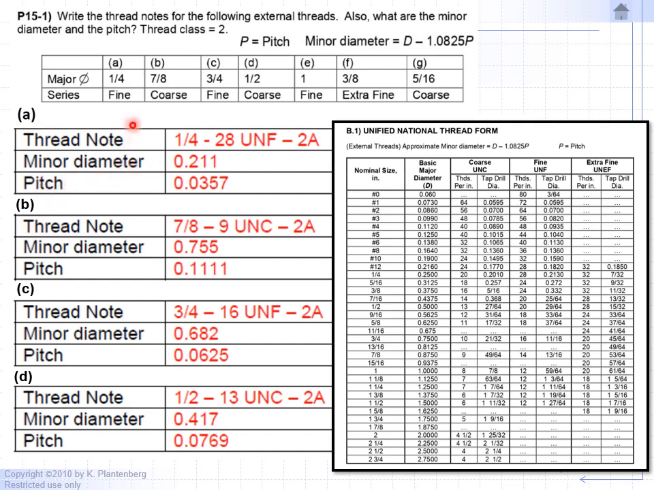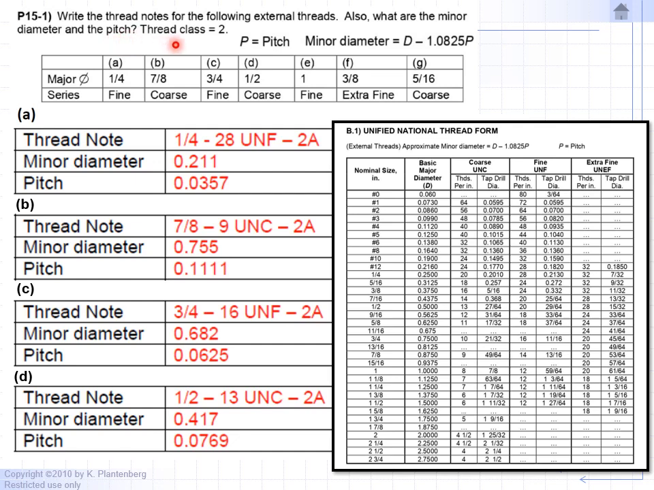All right, so let's go ahead and read the instructions. Write the thread notes for the following external threads. Okay, so this is going to be a bolt or a threaded rod, not a hole, not a hex nut, but an external thread on a shaft. So that's where we get the letter A. For this handout, problem 15-1, we're going to have A for all of them, indicating external thread, so thread on a shaft. Also, what are the minor diameter and the pitch? The pitch is the distance between the threads.